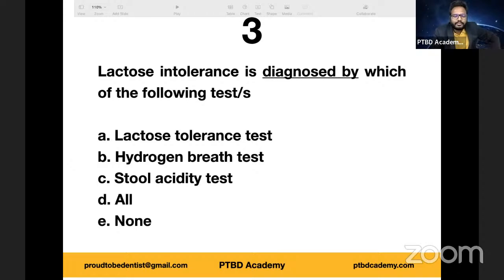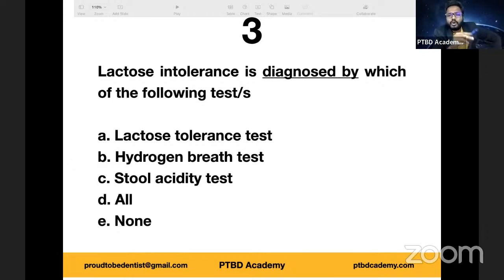Good, keep trying. So first of all, as we already discussed at length, with the hydrogen breath test, if we detect hydrogen of more than 20 ppm, then we say lactose intolerance. Also, the bacteria in your bowel and small intestine ferment this undigested lactose and convert it into lactic acid. So the stools turn acidic, the pH drops. The stool acidity test can also be used to diagnose lactose intolerance.